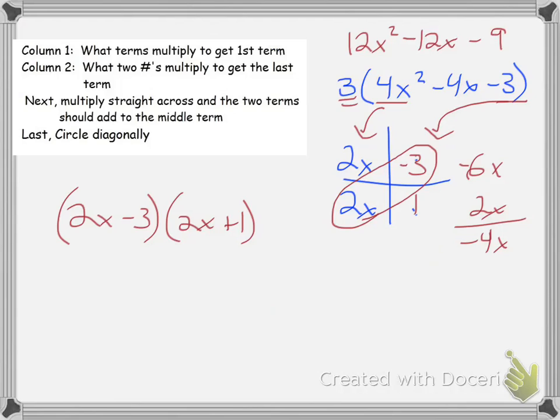Don't forget the 3 that we factored out at the beginning, and that's the factored form. You may have to try a few first before you get the right combination of numbers. If you want to try it this way and you need more help with it and you need more explanation, come see me during tutoring and I'll help you there.